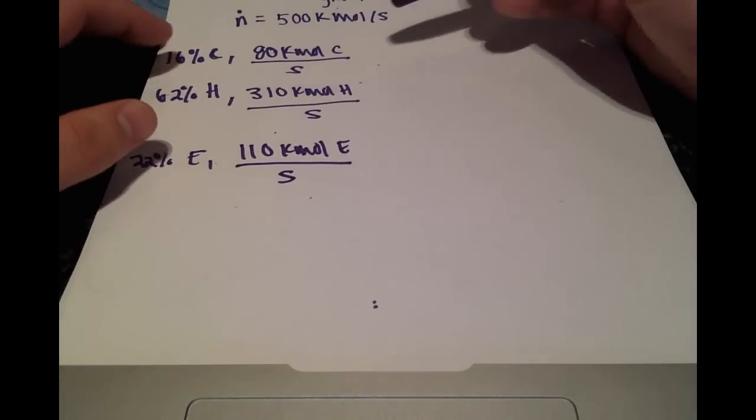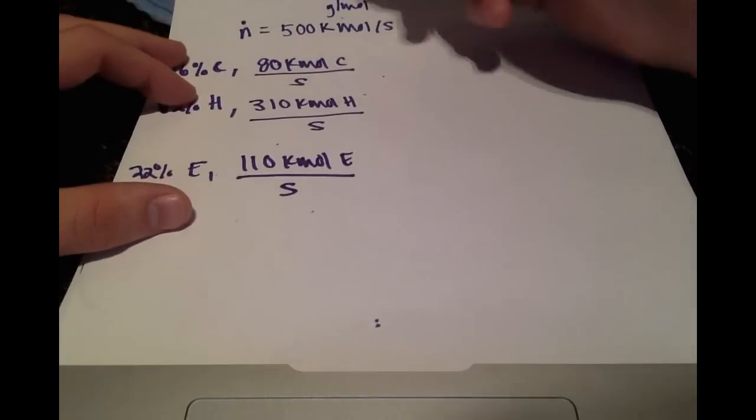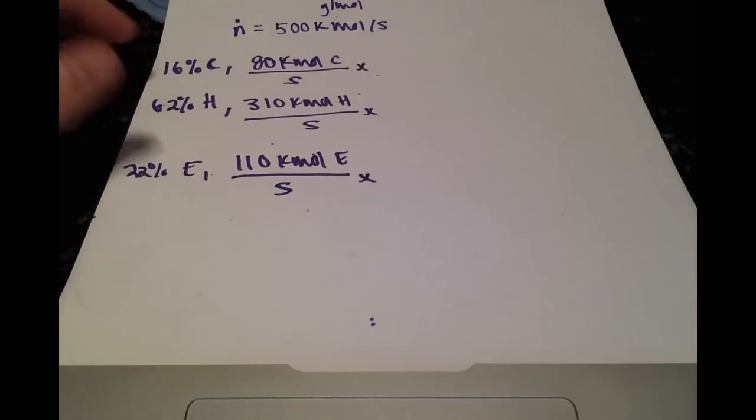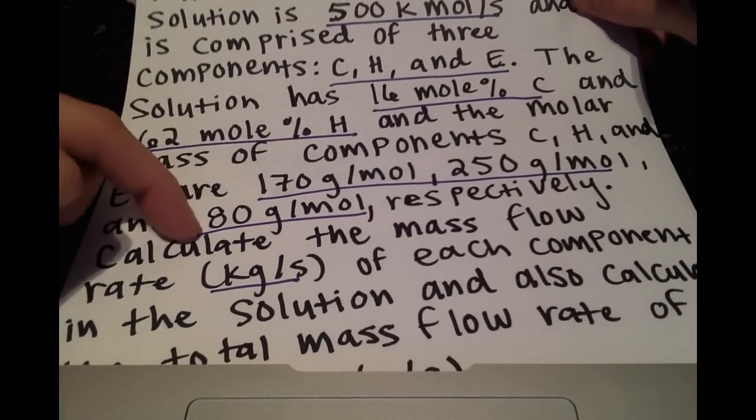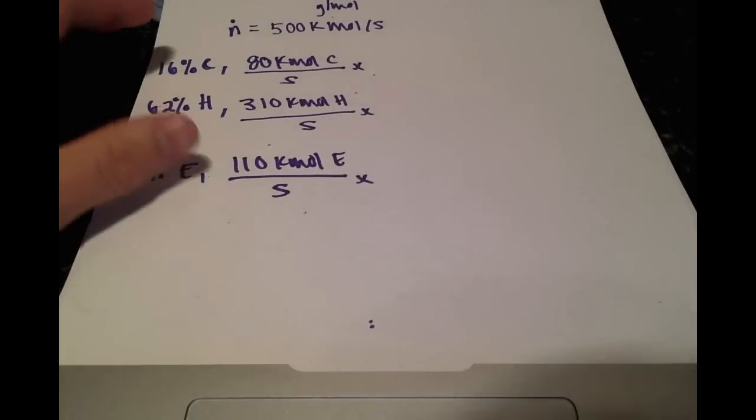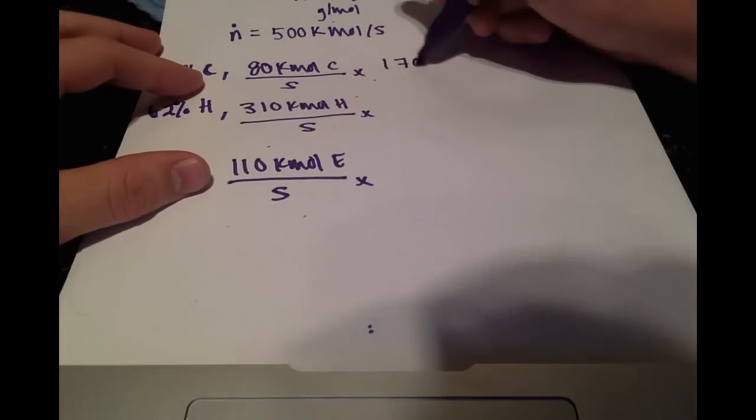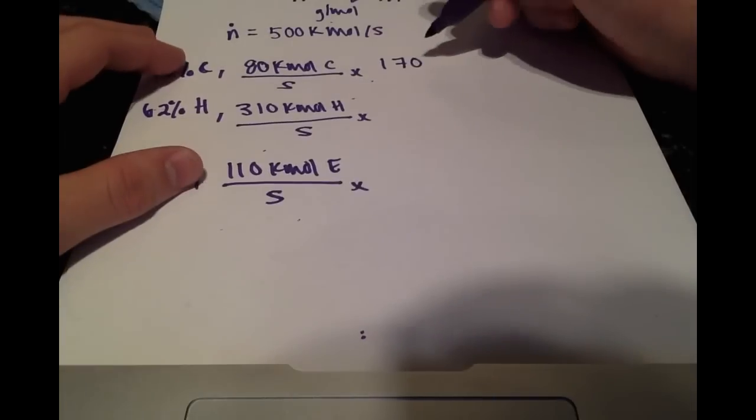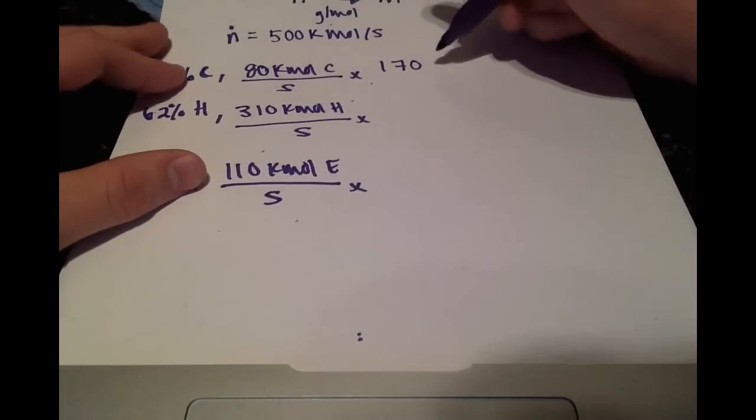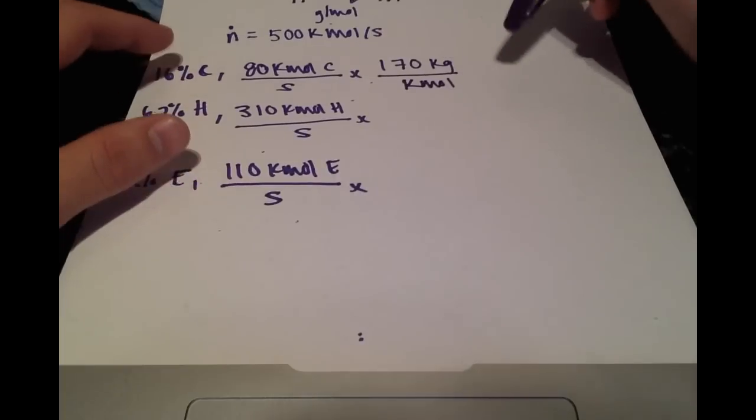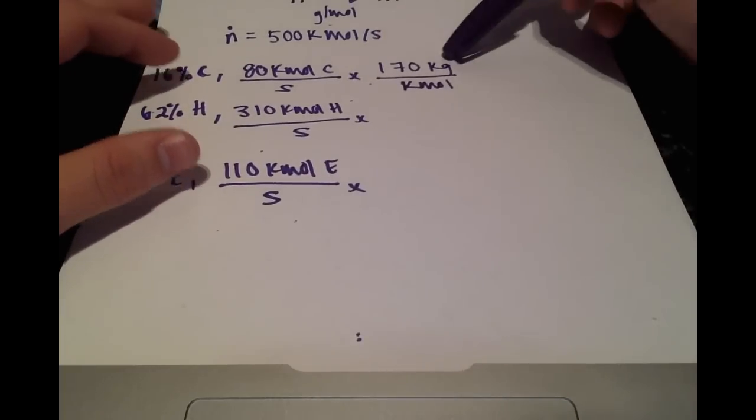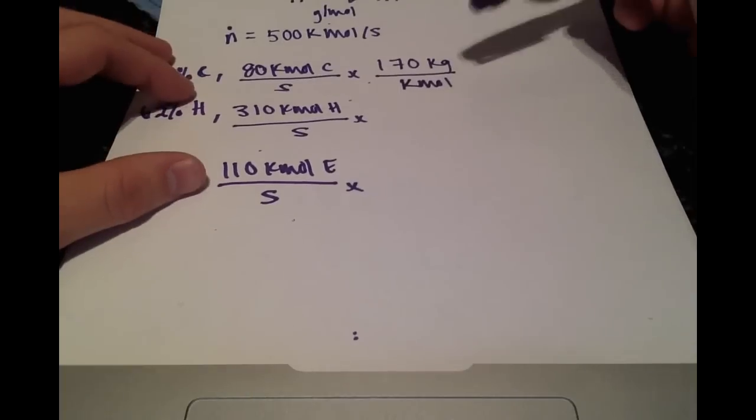So what we're going to be doing is converting each of these molar flow rates to mass flow rates with our convenient molar mass conversions. So the values provided here, they told us 170, 250, and 80 grams per mole, so we can fill that in. And another thing, instead of writing grams per mole, we can write kilograms per kilomole. And we're allowed to do this because if you multiply both the top and the bottom by the same units, it will not change.